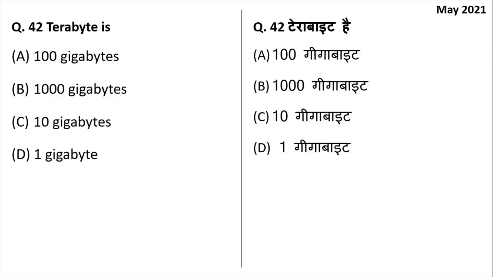1 terabyte is equal to how many gigabytes? So the relation between TB and GB is 1000. Only when 1000 gigabytes come together, it will form 1 terabyte.